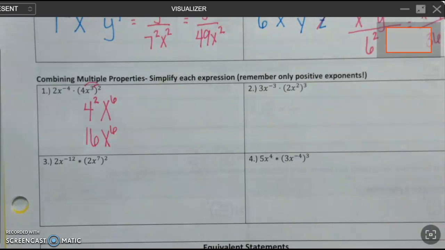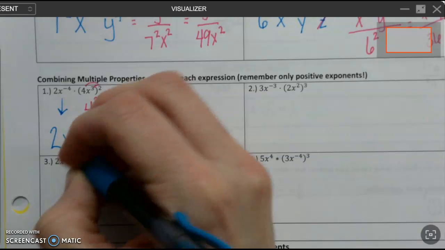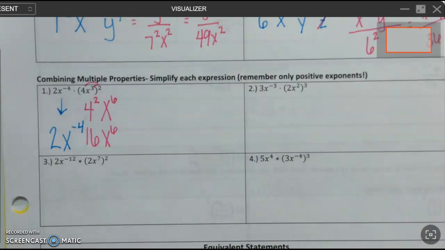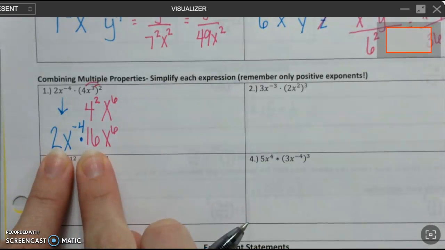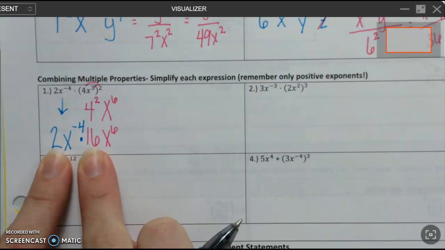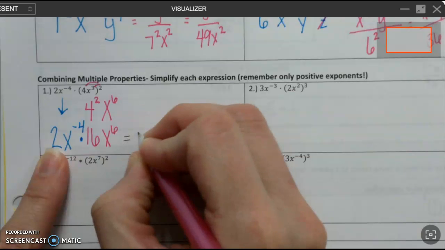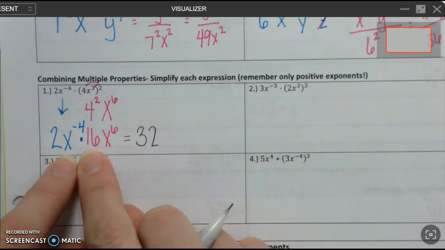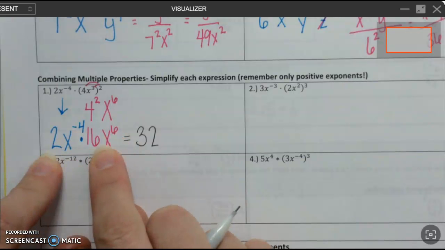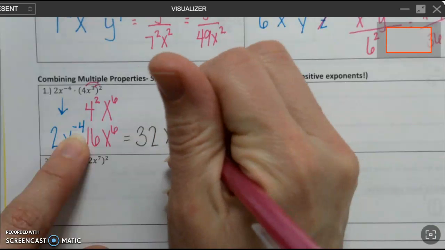Now let's bring down what I've got over here on the other side. 2x to the negative 4. Okay, if I see multiplication, I'm going to go ahead and multiply the numbers. The big coefficient numbers, 2 times 16. 2 times 16 is 32. And then I'll add my exponents. So if I see multiplication, I multiply the coefficients, I add the exponents. Negative 4 plus 6 is 2. So x to the 2nd power.